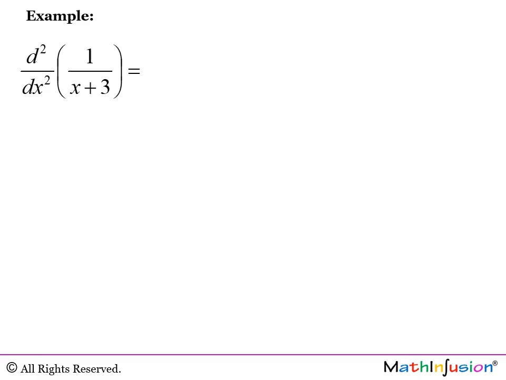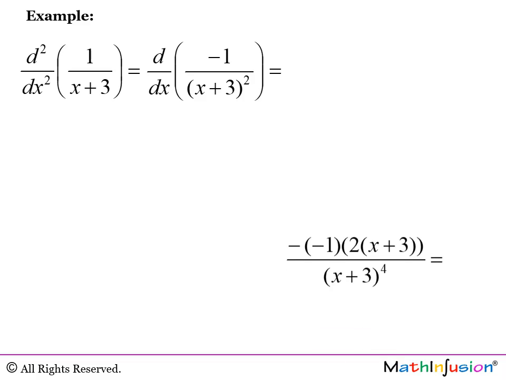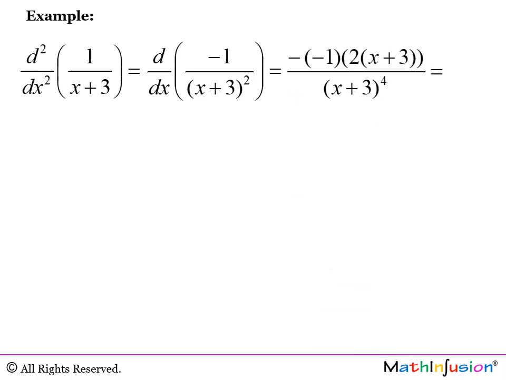Find the second derivative of 1 over x plus 3. Again, it is the derivative of the first derivative, and the first derivative is negative 1 over x plus 3 to the power of 2. We have to use the quotient rule, and we get this. We can simplify a little bit here. We can cancel x plus 3. And also, if you look, we get negative 1 times negative 2, which is 2.